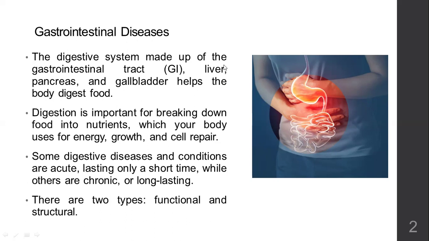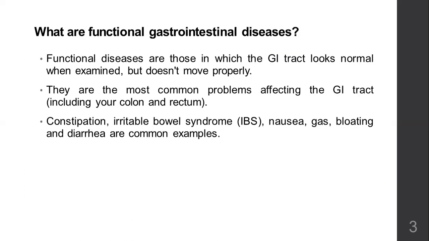There are two types of gastrointestinal diseases: one is functional and one is structural. In functional, something wrong is happening and the physiology is affected. In structural, the anatomy is affected. Anatomy means the structure. Physiology means how your body functions.